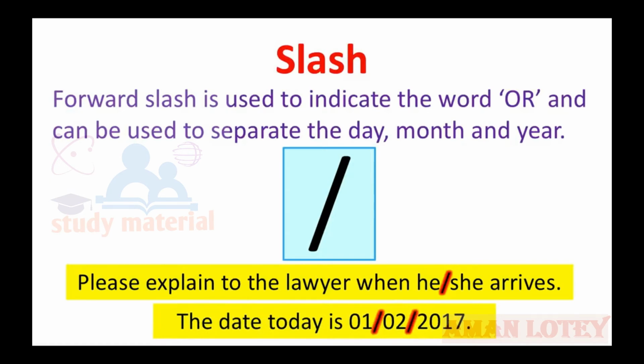The date today is the 1/2/2017. In this example, the slash is used to separate out the day, month, and year.